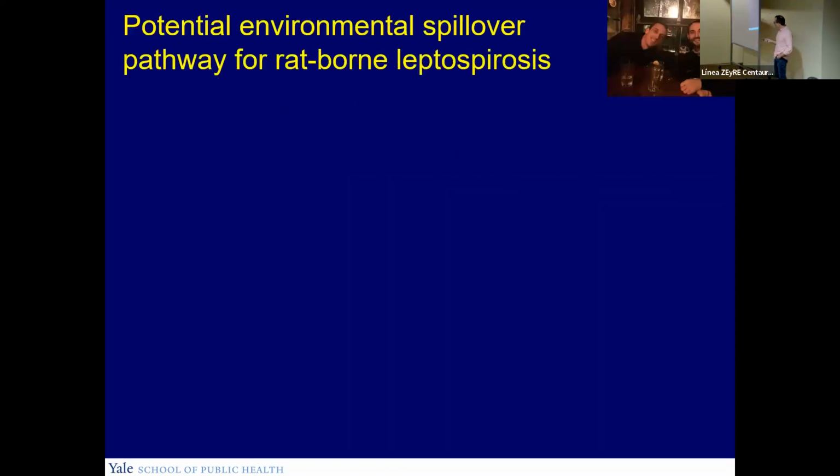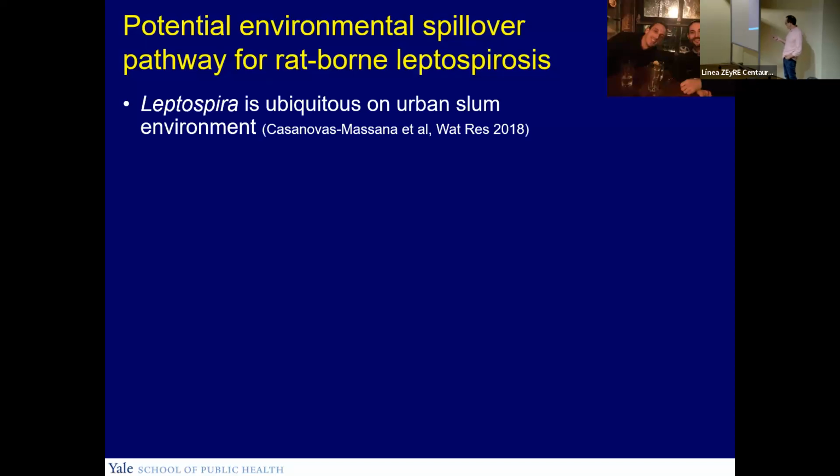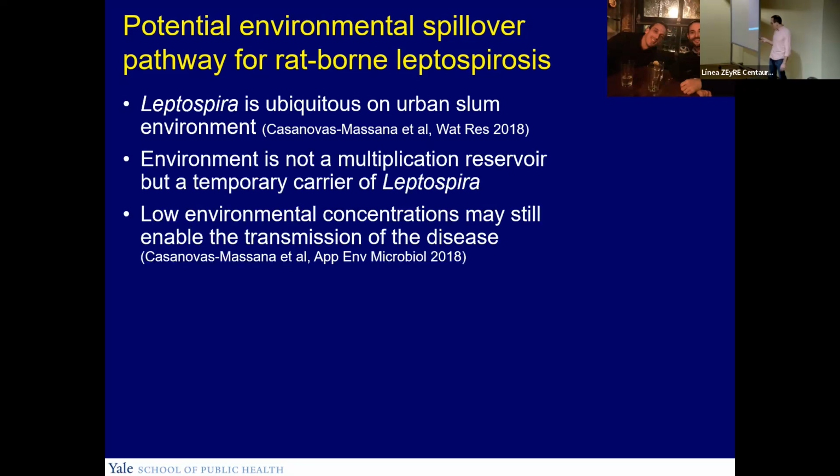Regarding those studies that I mentioned, most of them were conducted by a former postdoc from our lab who is now at Novus. We showed, as I mentioned before, that Leptospira is very ubiquitous in the urban slum environment. Whether you sample soil or water, no matter whether high or low, you find it everywhere. But an interesting thing is that the environment is not a multiplication reservoir; it is basically a temporary carrier of Leptospira. They cannot thrive in the environment.